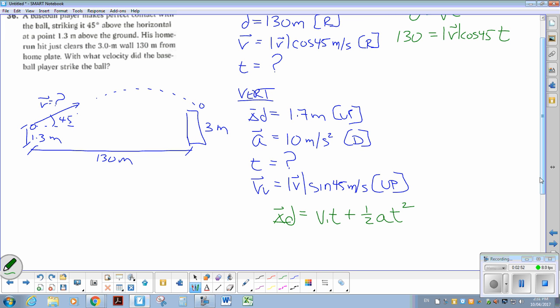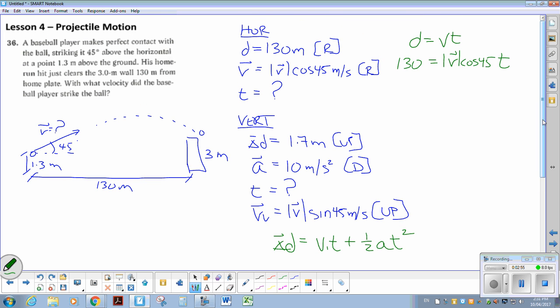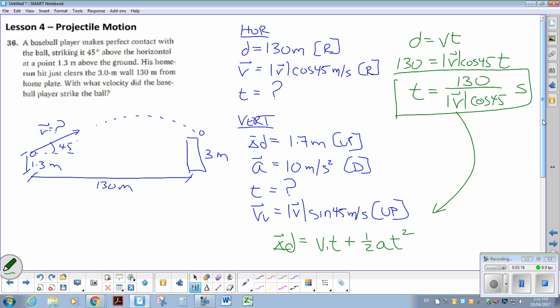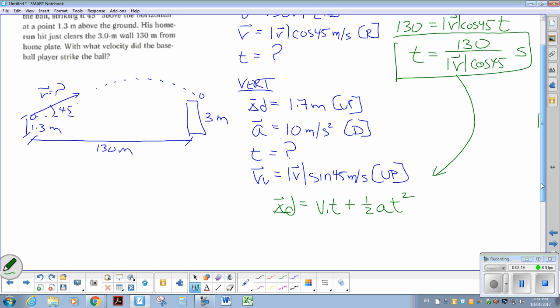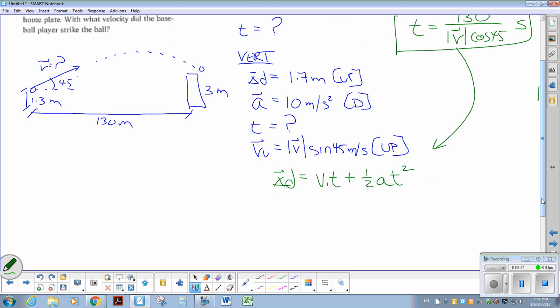So in this case, I'm going to choose to solve this equation up here for time. And the reason for that is because I want to find velocity, so rather than doing it in two steps, I'm going to solve this. So my time is 130 divided by the magnitude of velocity cos 45 seconds. I'm going to substitute that into the equation down below. All right, so I'm going to go up as positive. That means down is negative, so my acceleration will be negative.